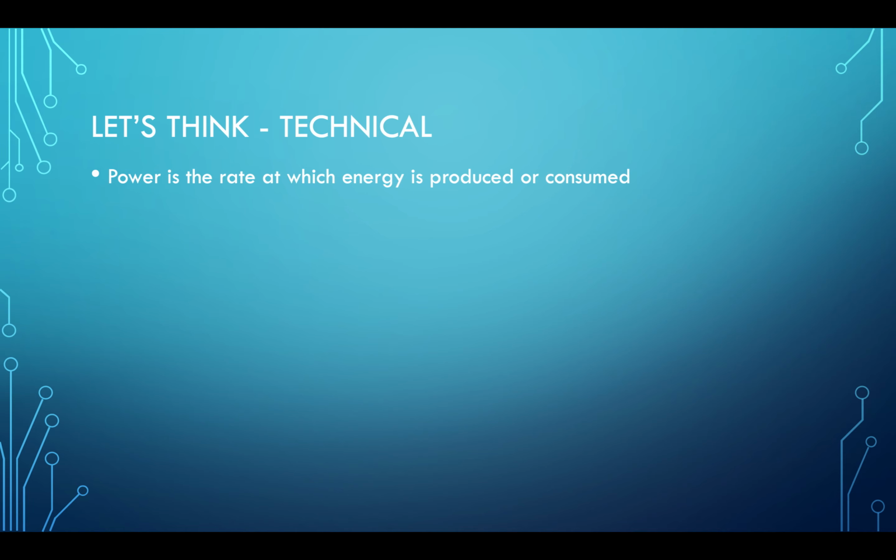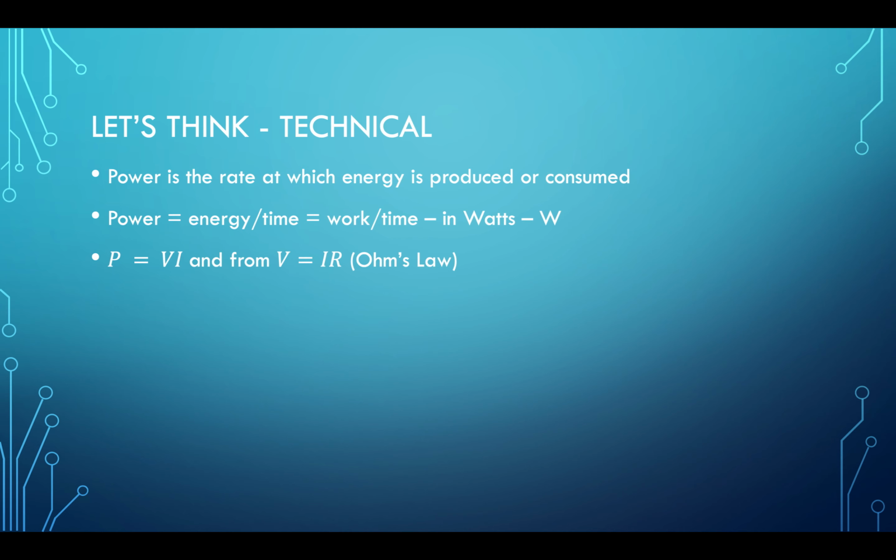Let's bring this into the theory of power and energy. If power is the rate at which energy is produced or consumed, then power can be represented as energy over time, or voltage times current. Using Ohm's law, you can then derive that power also equals voltage squared on resistance, or current squared times resistance. And because power is the rate of energy production or usage, energy is power times time.